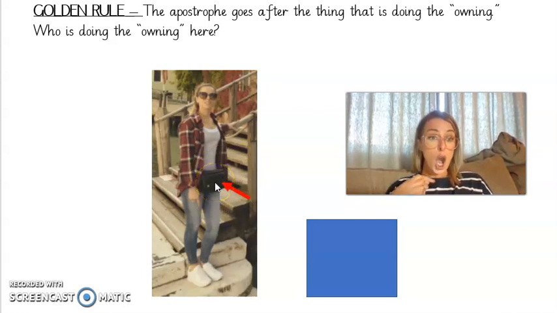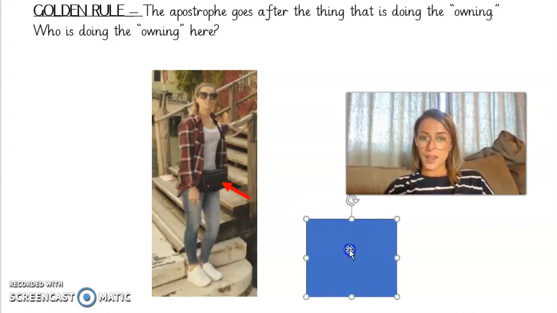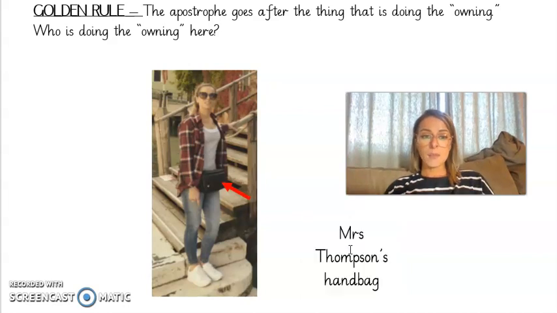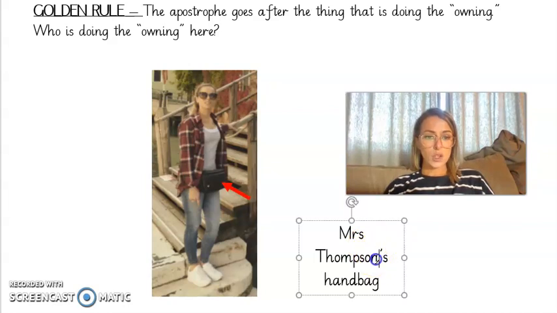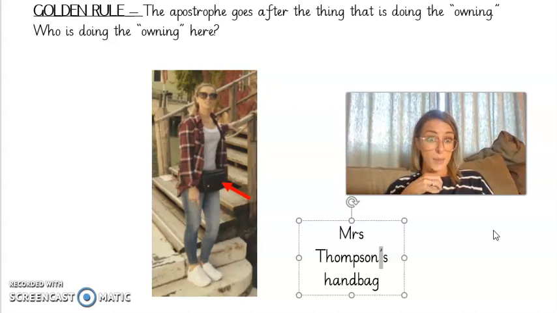So I own that handbag. I possess that handbag. I am going to write that the handbag belongs to me, and I'm going to use an apostrophe to do it. So how do you think I would write that? It is Mrs. Thompson's handbag. My name is Mrs. Thompson, and the apostrophe, this little mark here, shows that it's me that owns the bag.